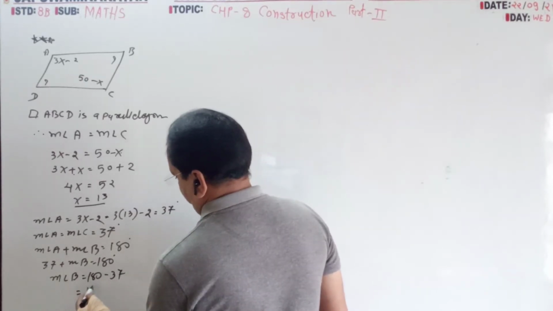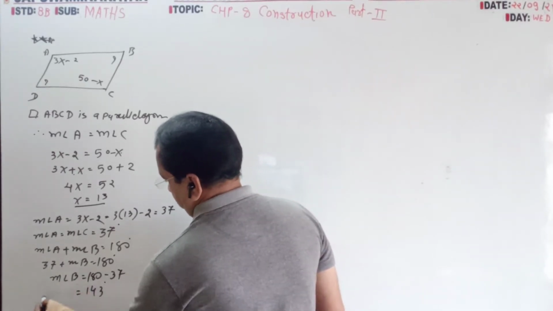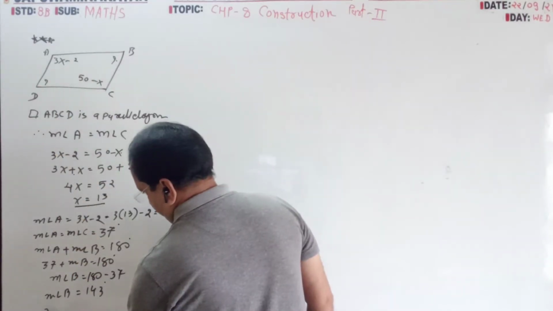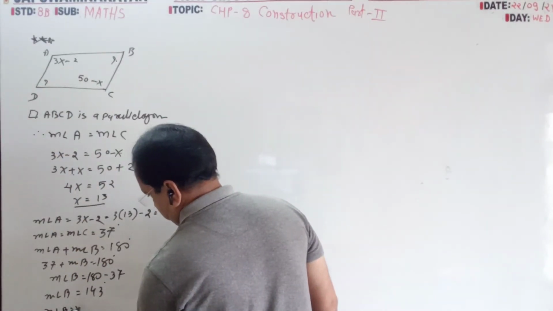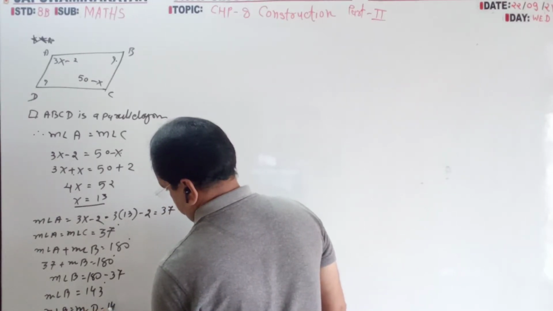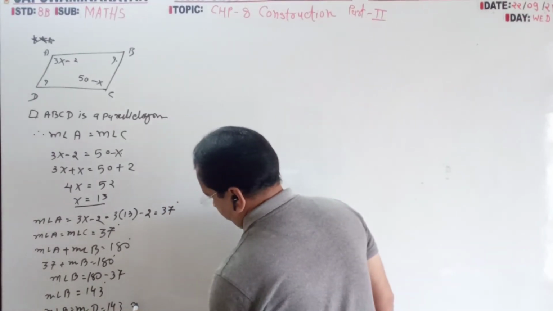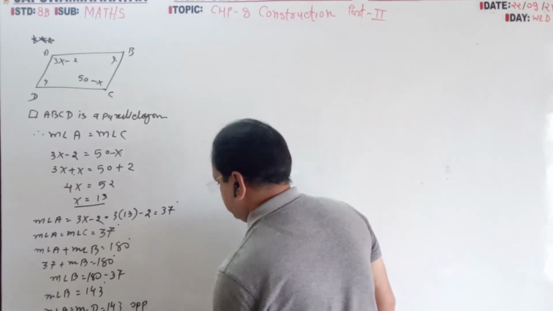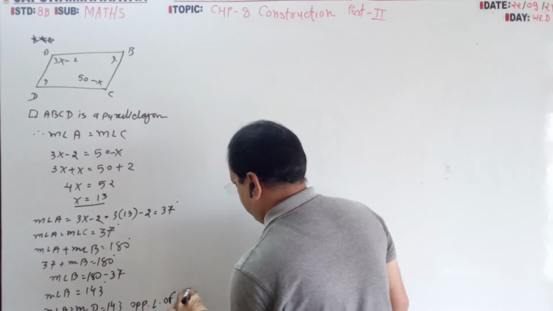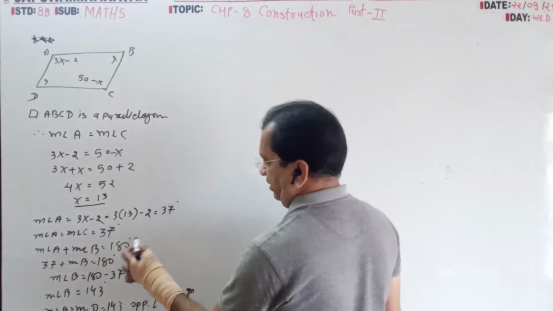180 minus 37 is 143. So B is equal to D, opposite angles are equal. Opposite angles of a parallelogram are equal. This is a sign of a parallelogram.